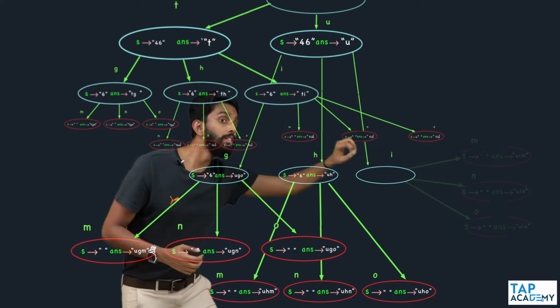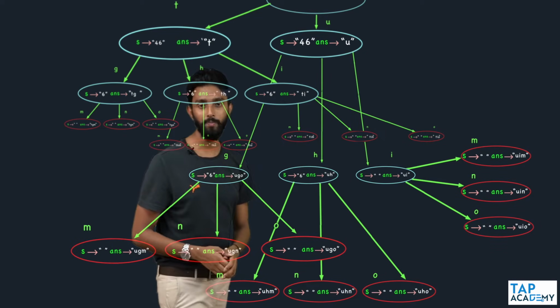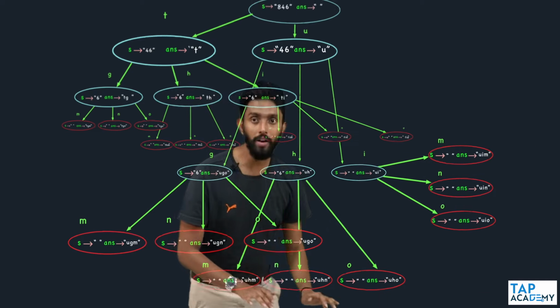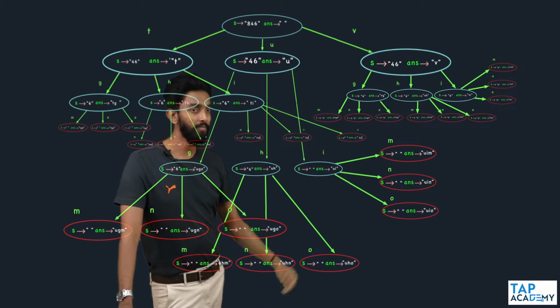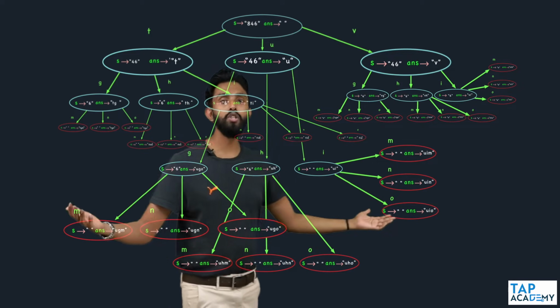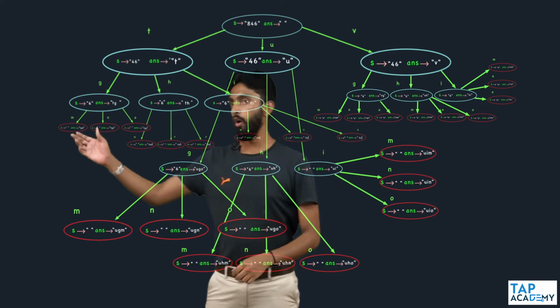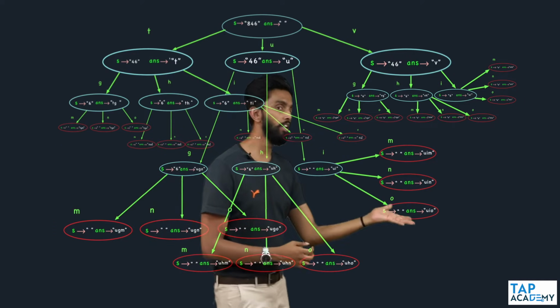Similarly, would you agree that this part will also work? Similarly, would you agree this part will also work? So see, I'm just generating the tree for you. Similarly, would you agree that this entire part will work? See, the tree is getting built. Any confusion till here? This is your recursion tree, and all these are your base conditions.